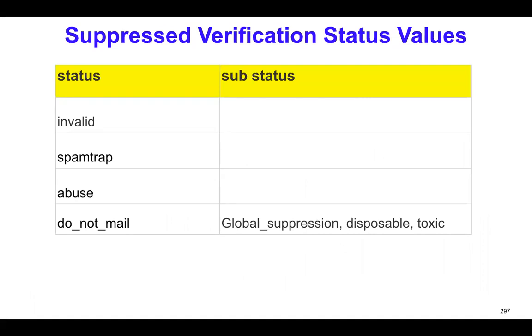And what do we suppress? We talked about it. Anything invalid, spam trap, abuse, do not email: don't send. And the substatus for do not email: global suppression, disposable, and toxic. So these are the ones that you do not want to send emails to. Again, this is already taken care of for you, so it is auto suppressed.